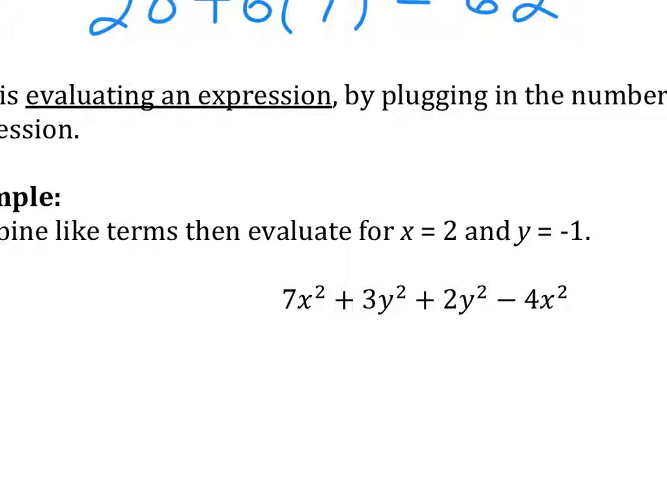We're going to evaluate this expression for x equals 2 and y equals -1. What do you think you should do first? Simplify, yes. You want to simplify first before you start plugging in numbers, because if you plug it in right now, the whole thing can get really, really messy. You want to combine like terms first. All right, if we combine like terms, we get 3x squared plus 5y squared.